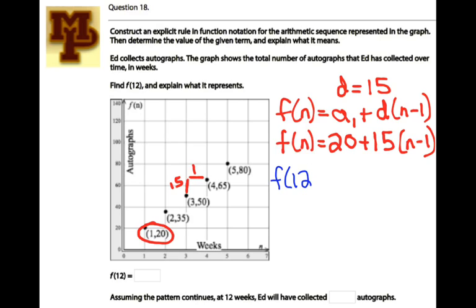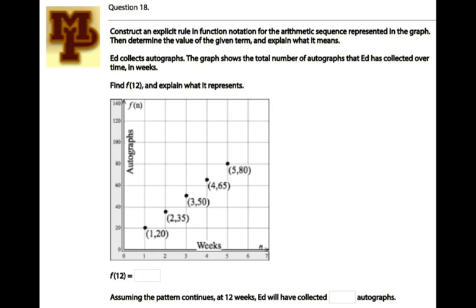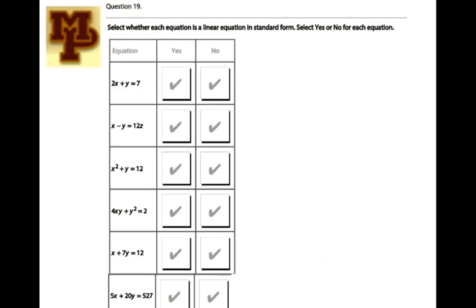So we plug in f of 12 and we get 20 plus 15, and that's 12 minus 1. That's supposed to be a minus. And then this would be 20 plus 15 times 12 minus 1, of course, is 11. So f of 12, let me do that on my calculator real quick. So 15 times 11 plus 20, I would say 185 on this one. So 185 autographs. F of 12 is 185 as well. So same number for both of those. Okay, that's 18. I should be shooting for 19 here.